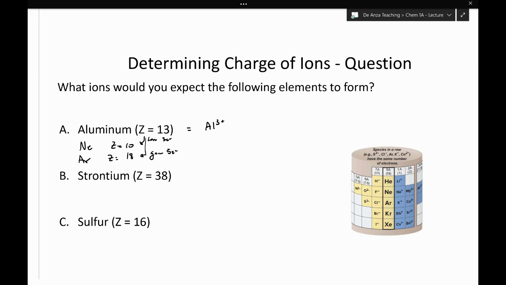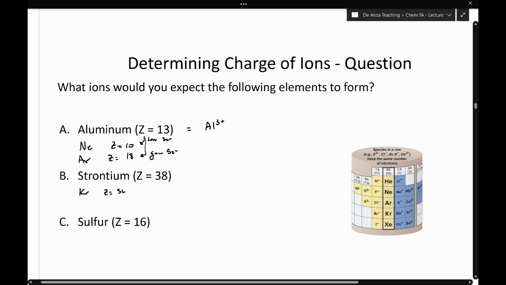Now we can look at strontium. So strontium has an atomic number of 38. The nearest noble gases are, the one before is krypton with a Z equal to 36, and then the one that comes after is xenon with a Z equal to 54. And so there's a little bit more nuance here that we'll get into later on, where the electrons that are put into locations where there are transition metals are a little bit different here.